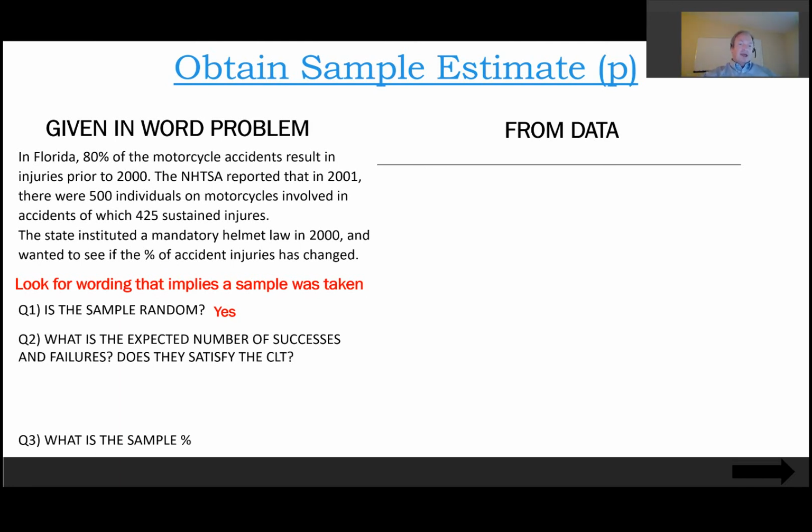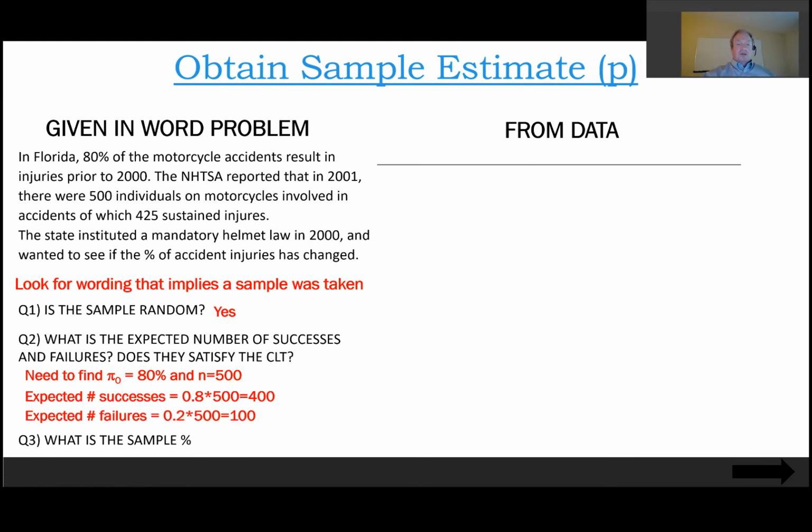So we could say, okay, what's the expected number of successes and failures? Well, remember again, for this hypothesis test, pi naught was 80% and our sample size is 500. So we plug and chug into those formulas and we find out that both the expected number of successes and failures is at least 10. What is the sample percentage? We can easily compute that out, right? 425 out of 500 individuals that were in motorcycle accidents sustained injuries. So our sample percentage is 45%.